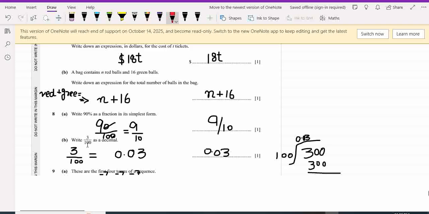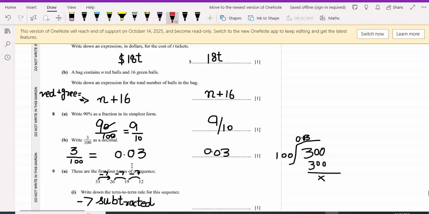Next is we have to write 3 over 100 as a decimal. It is a very easy question. If we have some number divided by 100 and we have to convert it into a decimal, we put the decimal point after 2 digits. There is only one digit, 3, so we have to put a 0 here, and then put a decimal point here, so the answer will be 0.003.